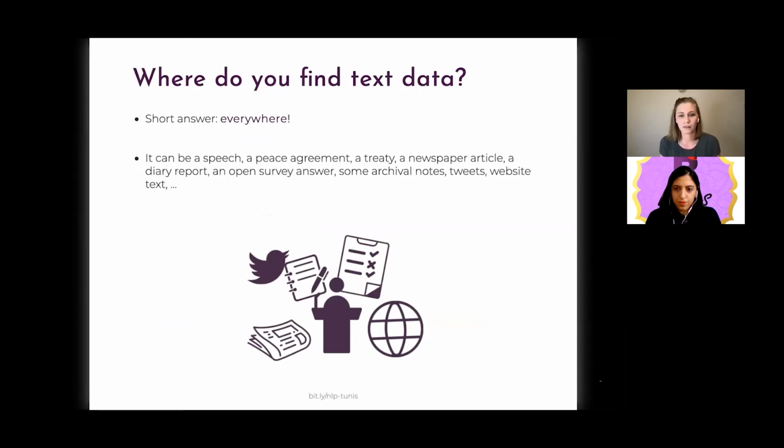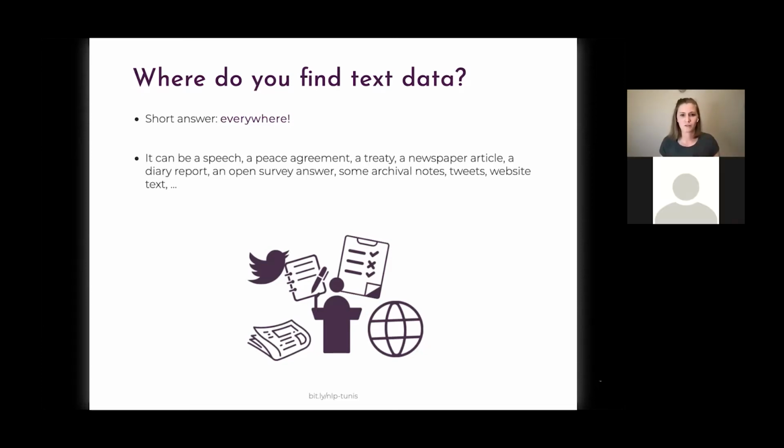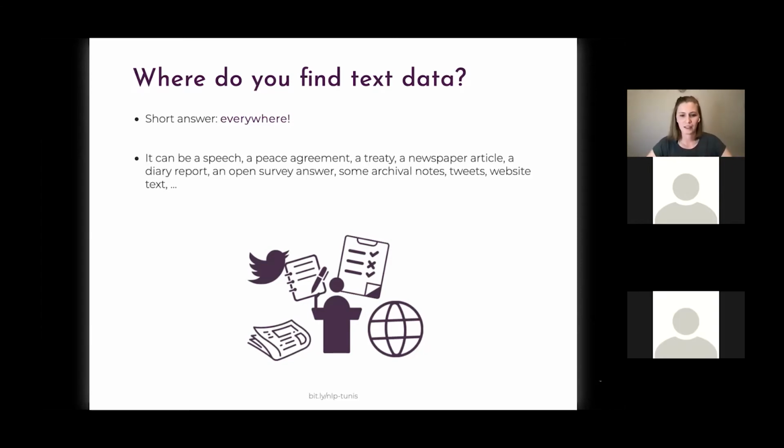It can also be a peace agreement, like for my research, or a treaty. It could be a newspaper article. It could be an open survey question. So assume you have an open-ended survey question that people are answering, and you want to know which topics these answers are about. You could potentially use a topic model to get something out of that. It could also be tweets. People use tweets to analyze stuff. It could be a website. It could be a text. It could be whatsoever. As I said before, possibilities are endless.